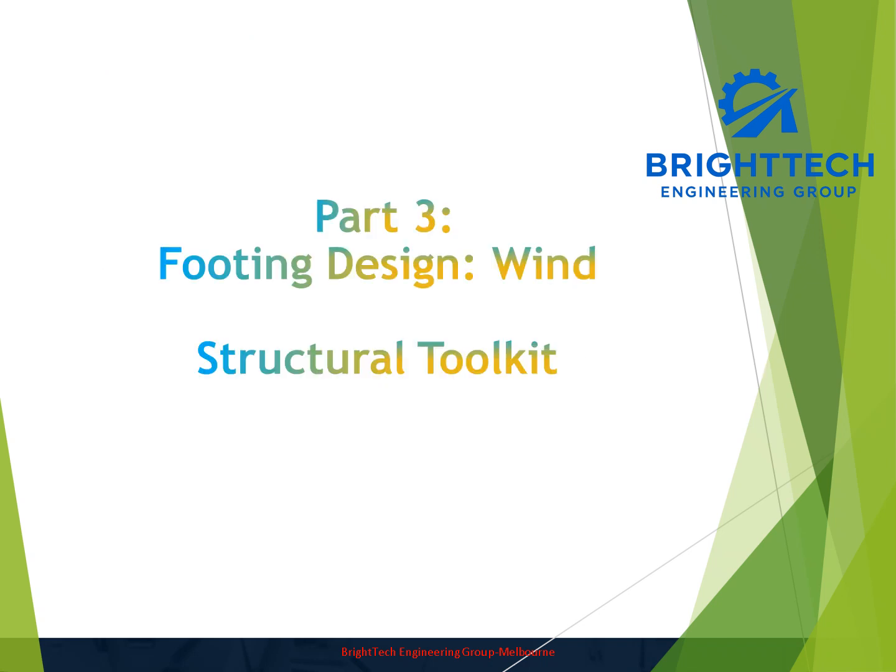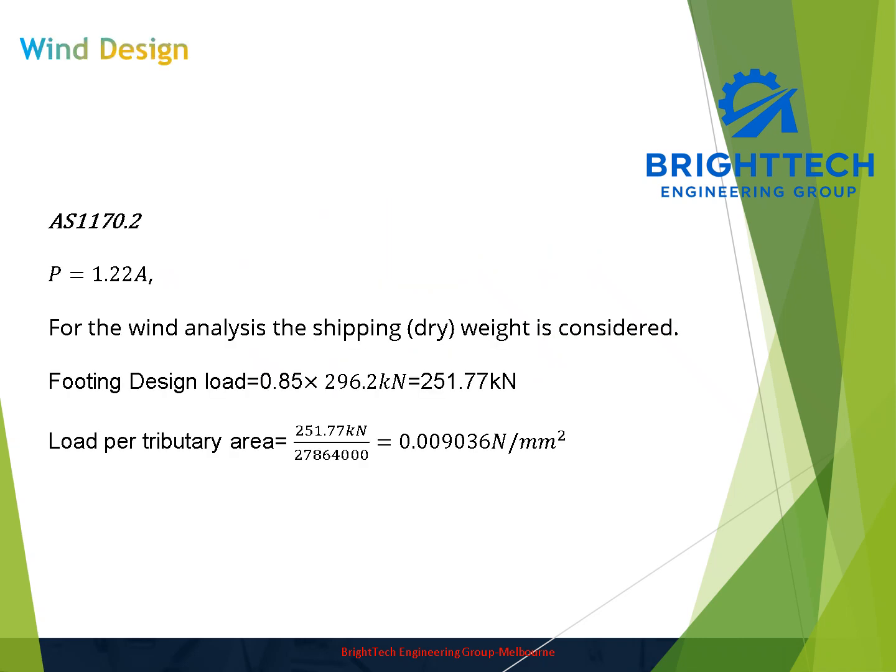Part 3 is the wind design of the footing. In order to conduct the wind design, we use AS 1170.2. We consider P equals 1.22a. A is the area, the projected area, which the load is applied to. For the wind analysis, the shipping or dry weight is considered.